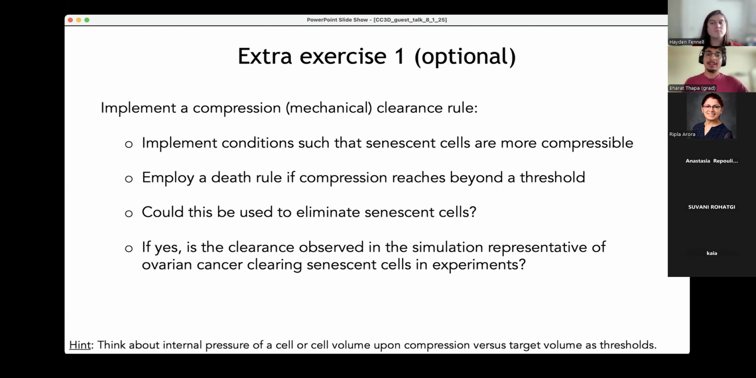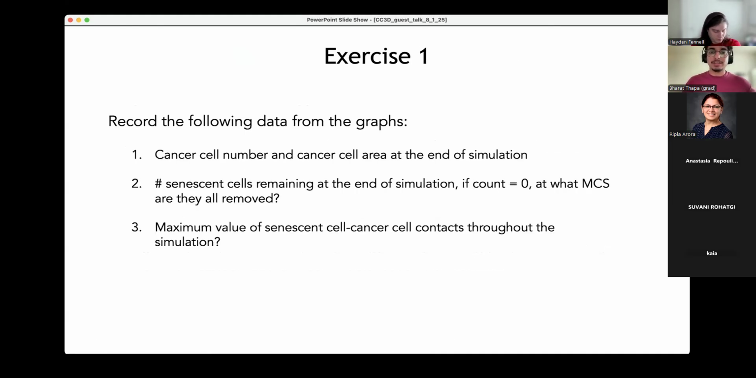I might or might not help you with this based on the time that is there, but I've also shared the solution with you in the zip file which says extra exercise one optional, something like that. The same code with the new mechanical clearance rule. And I will discuss why this was important once most of the people have finished recording these values for exercise one. Let me know if someone wants me to go to the optional one. I can change the slide.